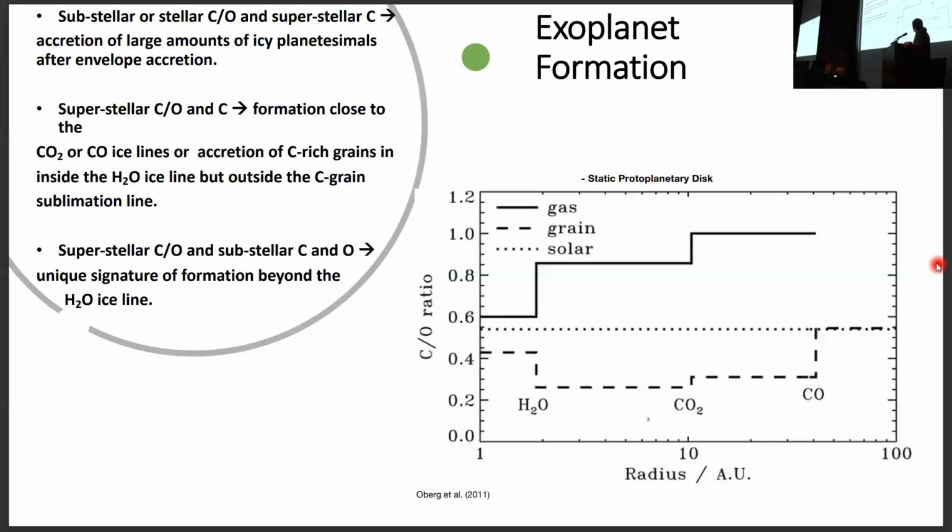And as you go farther away into the disk, things get colder and colder, and you have ice lines. So first you start by freezing out water, and then at some point you start to freeze out CO2 and eventually CO. So as the ratio between grain and gas changes, it will change the composition of the atmosphere of the exoplanet, if the exoplanet was formed here or here or here. Okay. And there are some predictions for how it should look.